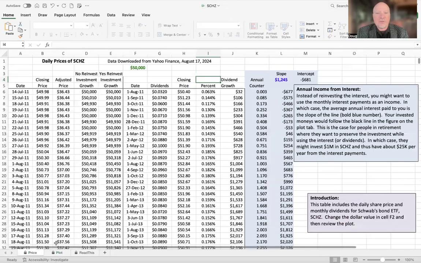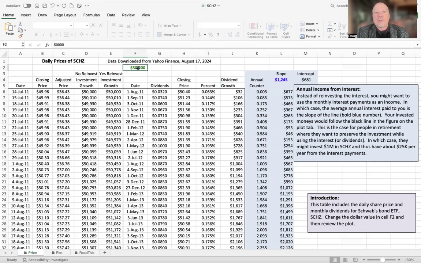So what we want to do is have a look at, say, investing $50,000 in this SCHZ fund starting here in July of 2011. The slope of that green line is about $1,200. This is an annual counting that's going on here. So if you invested $50,000, the SCHZ fund would provide about $1,200 or so per year. And you would be taxed on that if you were holding this in your taxable accounts.